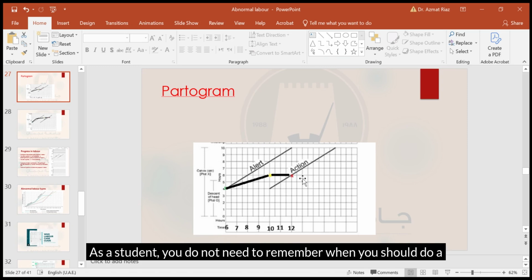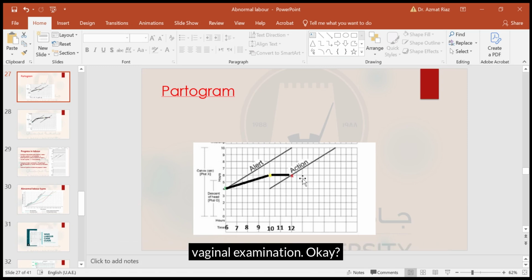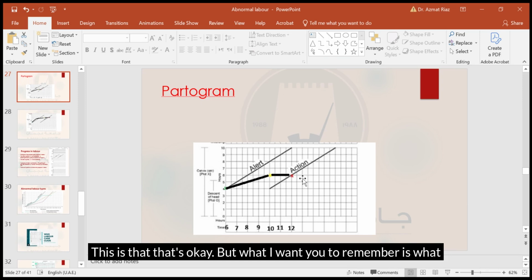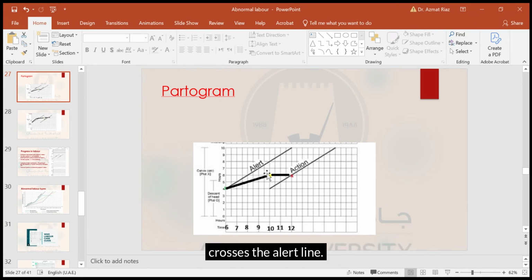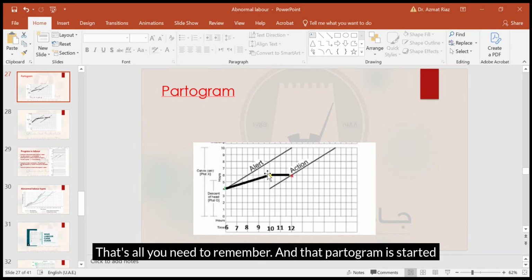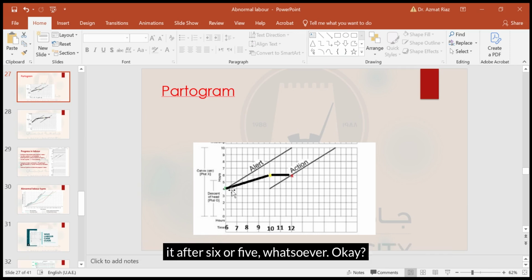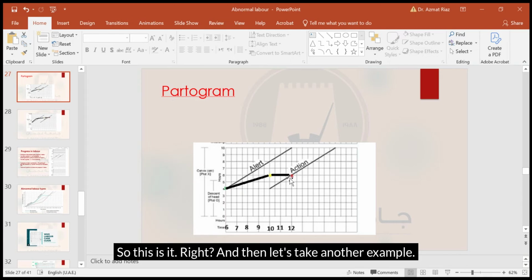As a student, you do not need to remember when you should do a vaginal examination. Okay, that's okay. But what I want you to remember is, what do we mean if it crosses action line, and what it means if it crosses the alert line. That's all you need to remember. And that partogram is started after 4 centimeter. Okay, not in the active phase, however you define it. Some people define it after 6 or 5, whatsoever. Okay, but it is started in the active phase of the first stage of labor. So this is it, right?